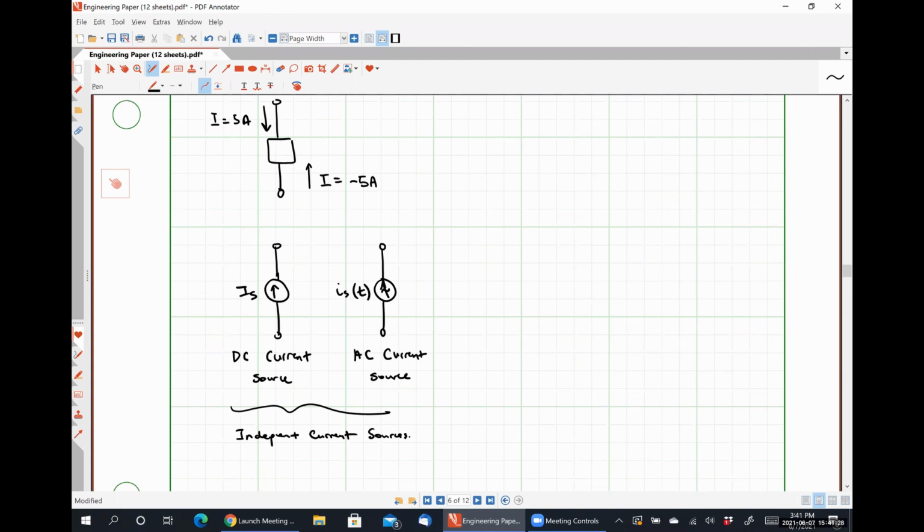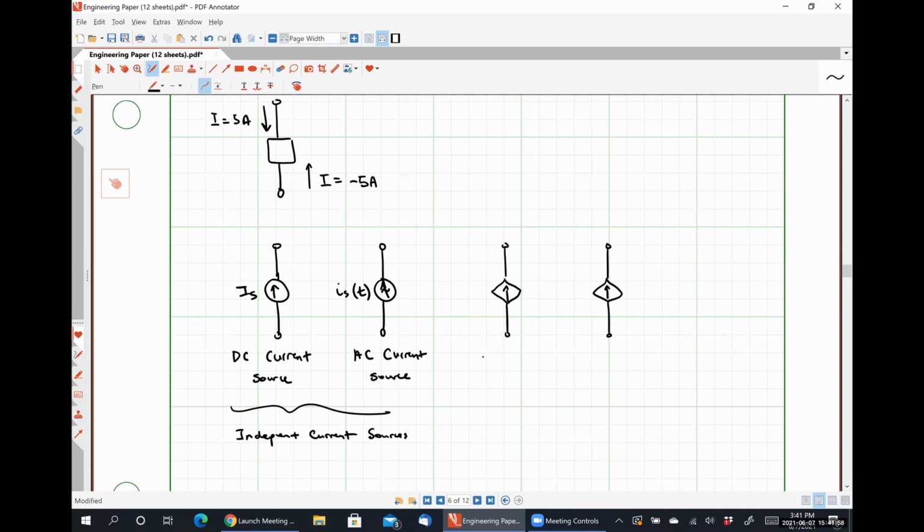Now, there were two dependent voltage sources, and there will be two dependent current sources as well. The dependent current sources are depicted with diamonds. So the diamond instead of the circle lets us know that we have a dependent source. And then the arrow lets us know that it is a dependent current source. So before, when we had a plus and minus sign, that let us know it was a dependent voltage source. These arrows let us know that we have dependent current sources.